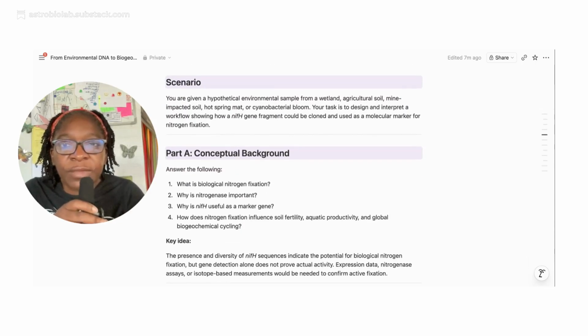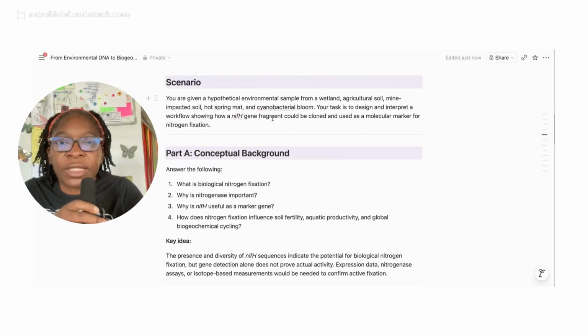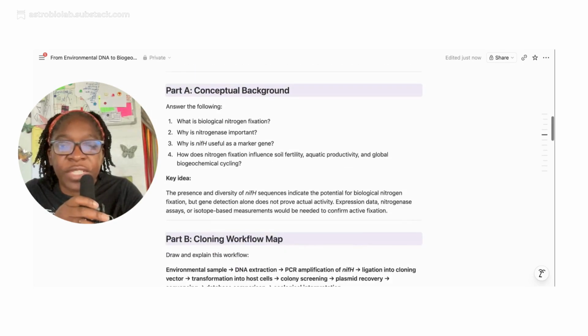So the scenario you're given is a hypothetical environmental sample from a wetland, an agricultural soil, a mine impacted soil, a hot spring mat, and also a cyanobacterial bloom. This comes up at the very end. So that's the exercise you're doing right at the very end. But before we get there, you need to go through this whole process so that you can actually fulfill this task. And your task is to design and interpret a workflow showing how a nifH gene fragment could be cloned and used as a molecular marker for nitrogen fixation.